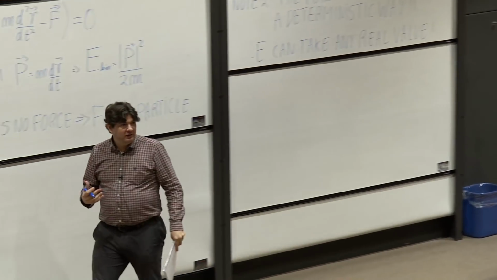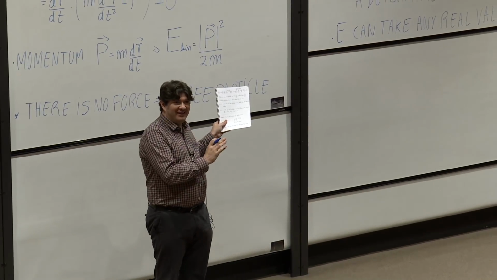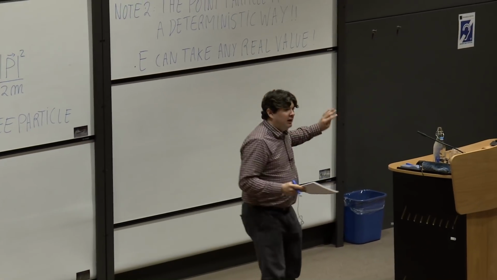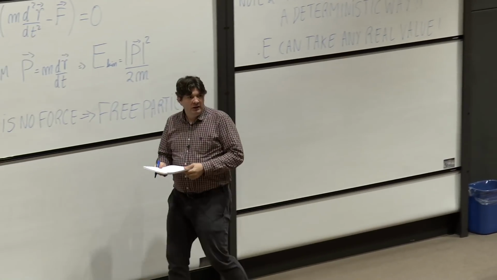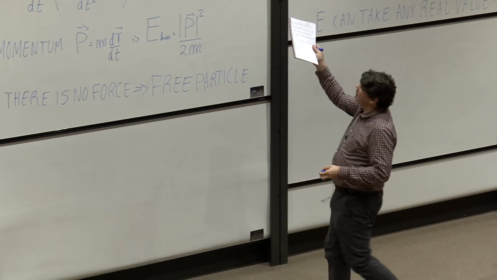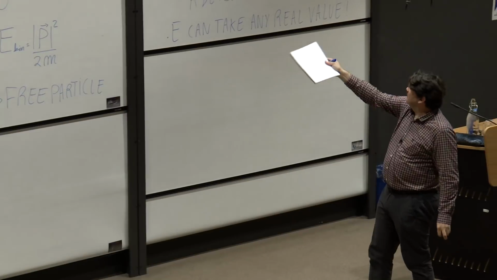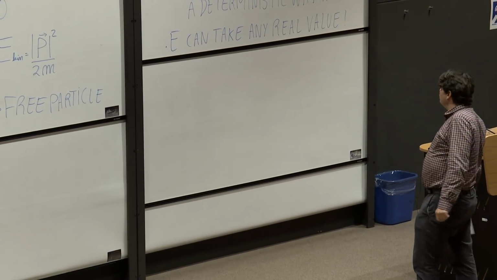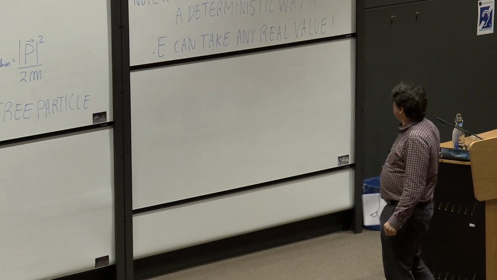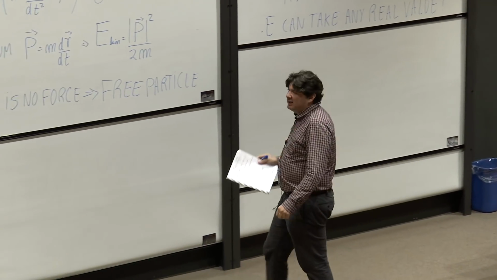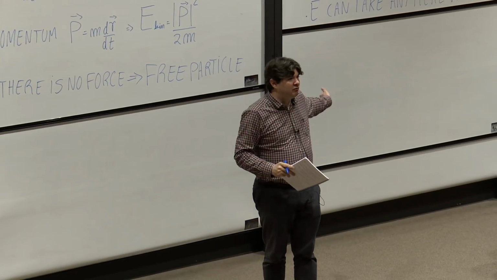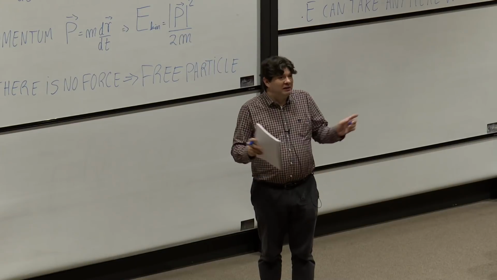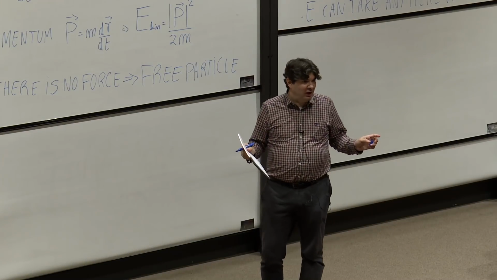Is that okay? Is everybody happy with that? So this is all what I am going to say about the point particle. So basically, we have the concept of energy. We have the fact that it follows a deterministic law, that is the second law of Newton, and also its energy can take any real value. And the kinetic energy, for instance, is always non-negative, and all these things are known things. Is that okay?